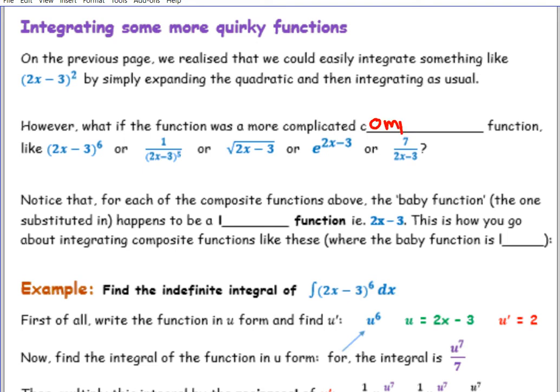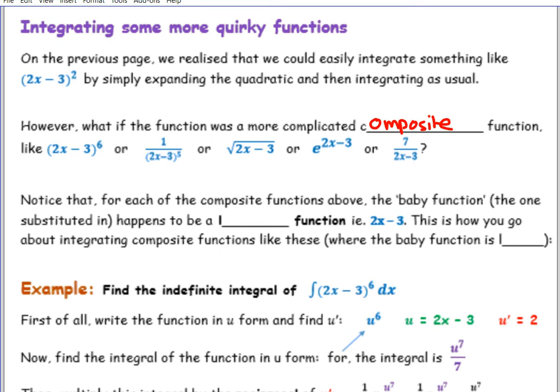As I said, this is not as easy as last lesson, so really force yourself to concentrate. However, what if the function was a more complicated composite function? Like (2x - 3)^6. Don't answer. Or 1 over (2x - 3)^5, or the square root of 2x - 3. Square root means to the power of?